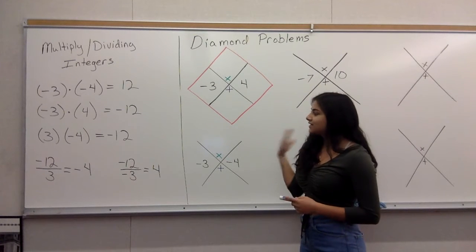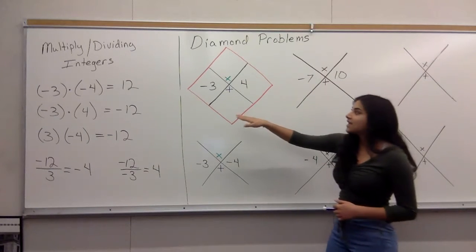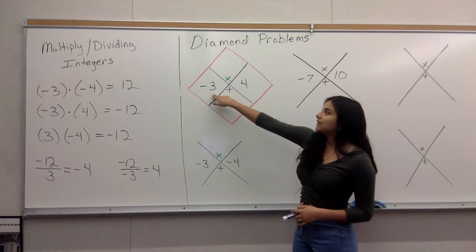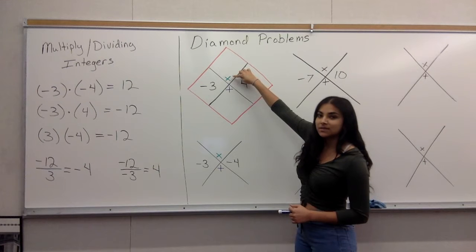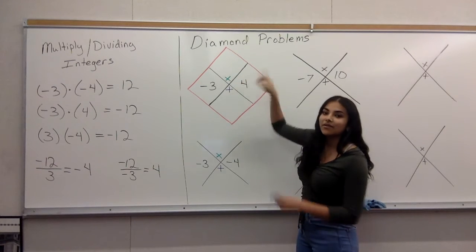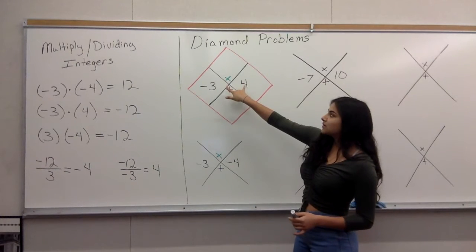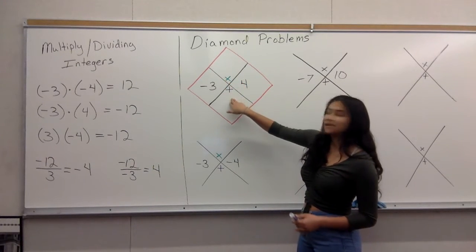So let's start doing these problems. We're going to be doing something called diamond problems. In this diamond problem, you see we have two numbers, a -3 and a 4. Right here, we have a little x, which means multiplication, and right here, we have a plus sign, which means addition. So we're going to multiply these two numbers and write the answer up here, and then we're going to add them and write that answer right here.